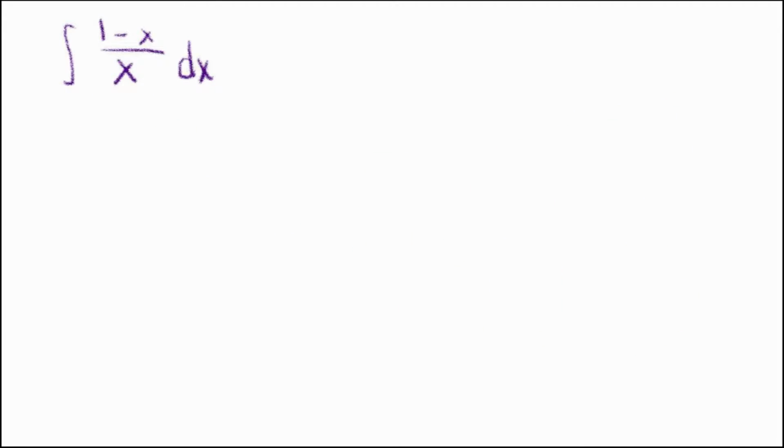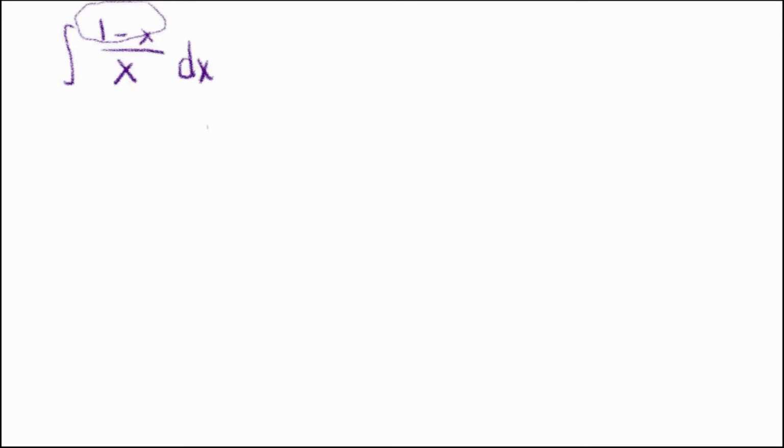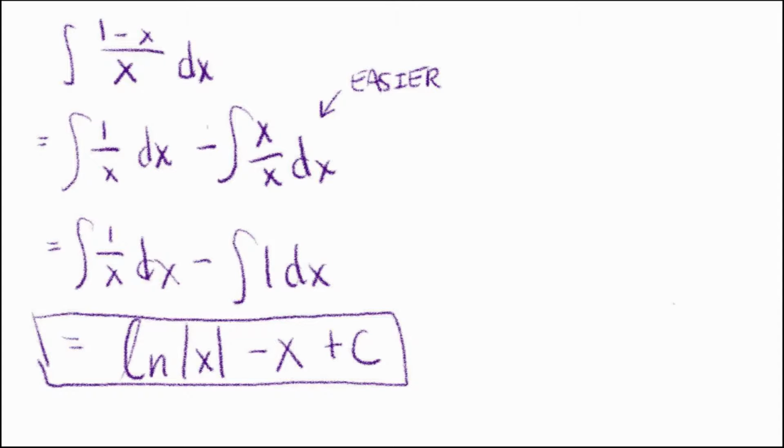Take this problem for example. Find the integral of (1 minus x) over x dx. Looks kind of complicated. It's one giant fraction. What do? Well, if the numerator is one expression minus another one, then you can split it up. So let's split this fraction up to the integral of 1 over x dx minus the integral of x over x dx. That's a lot easier. I know how to integrate both of them. It's pretty simple now that you look at it. Easy.